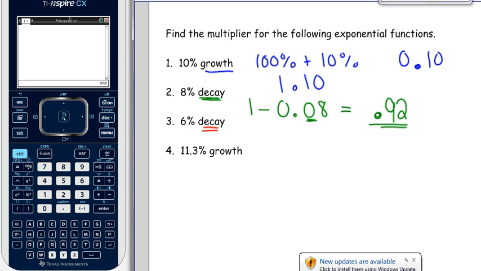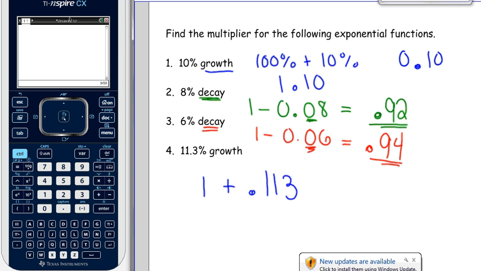Okay, 6% decay. So that's one whole minus 0.06. Again, don't forget that 0.06 is not 60%. So we're talking about 94%, or 0.94. And 11.3% growth. Here we're talking about one whole plus 11.3%, and that's going to give us 1.113. So that's saying 100% plus another 11.3%.